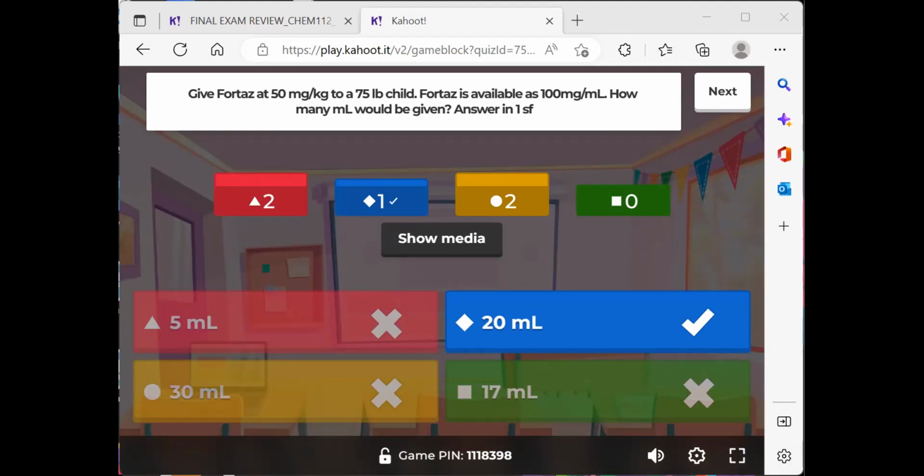Quick question. So, how did you do it? I couldn't remember. Was it 50 over 75 and then 100 over 1 and then you cancel out?